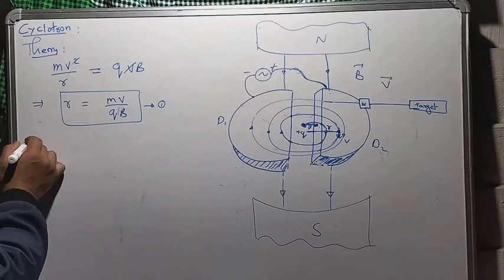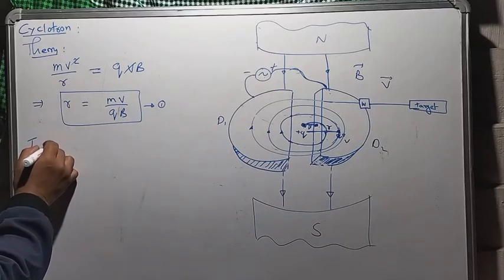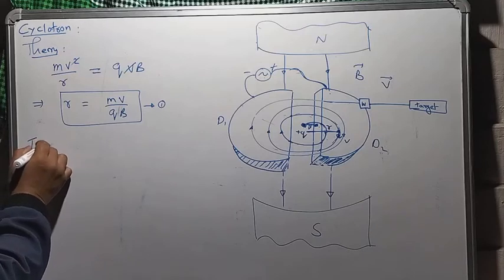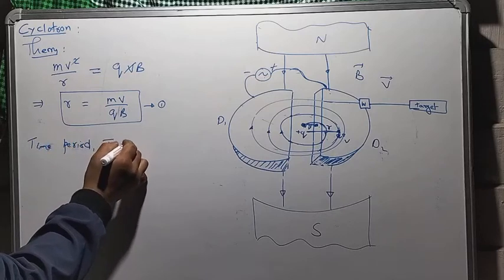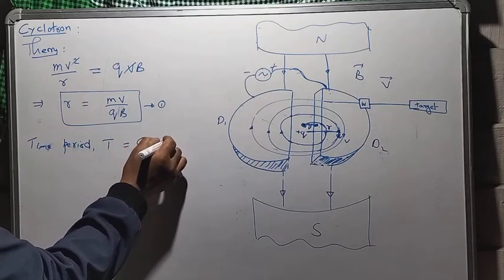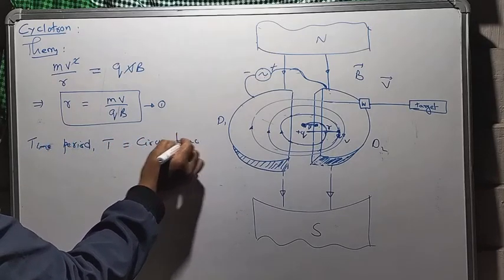Alright. Now what is the time period? What is the time period of revolution? Now the time period is defined as circumference upon velocity.